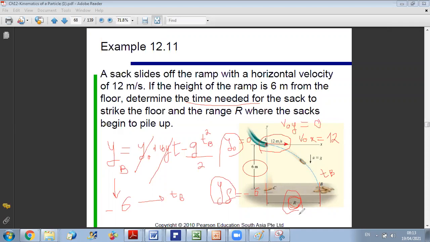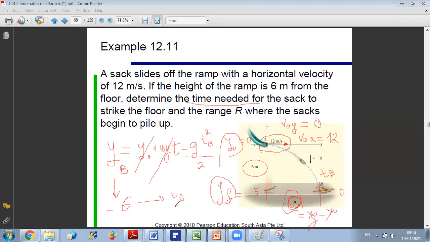Look, I go back to the definition. What is the range? The range is x final minus x initial. Okay? X initial, I know it. It is equal to 0. It's x at A, so x initial is 0. So the range will be equal to x final.